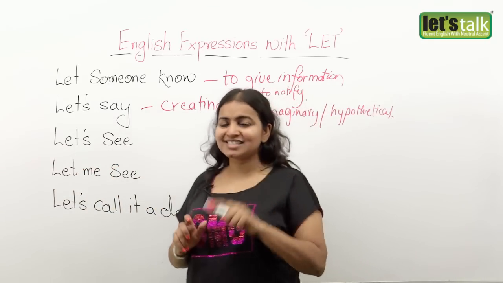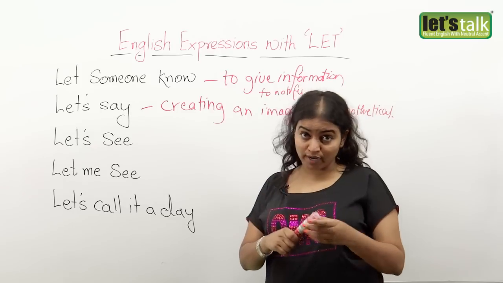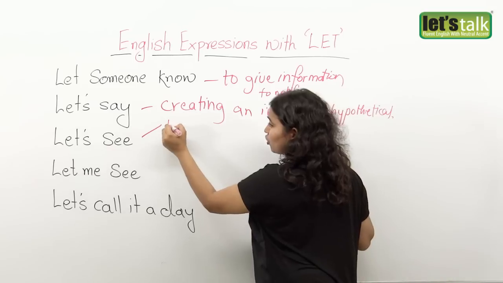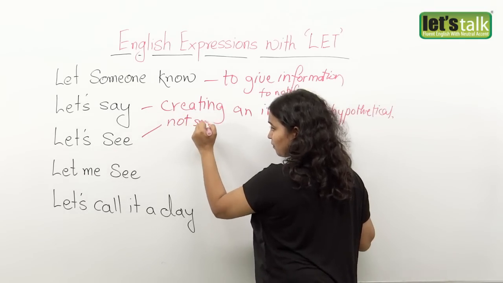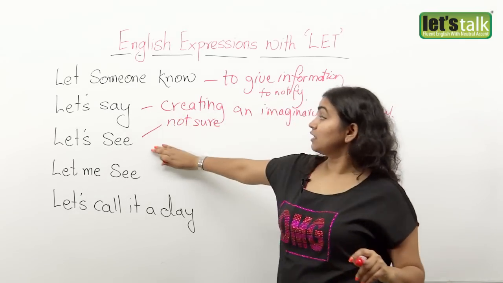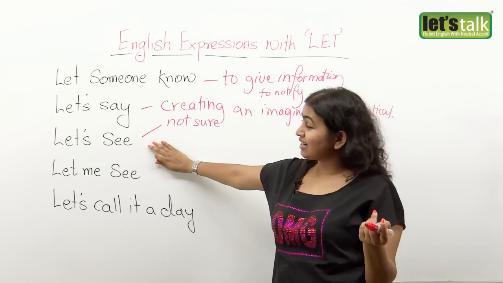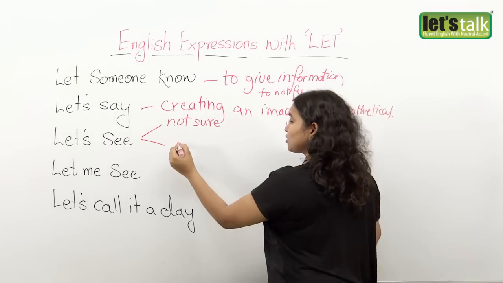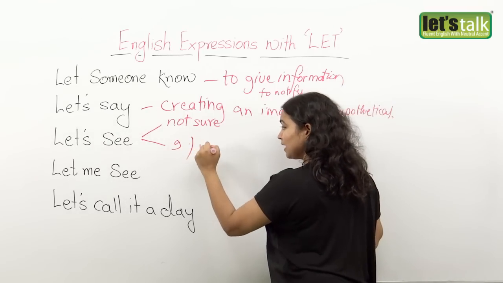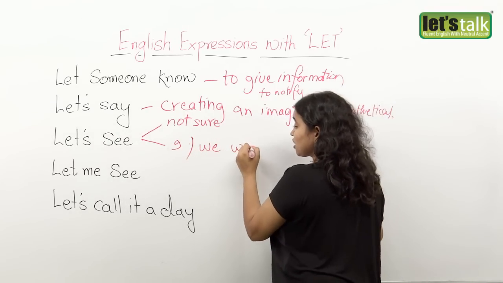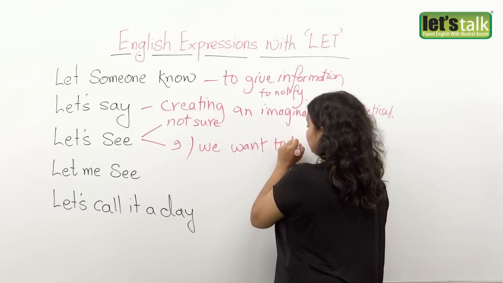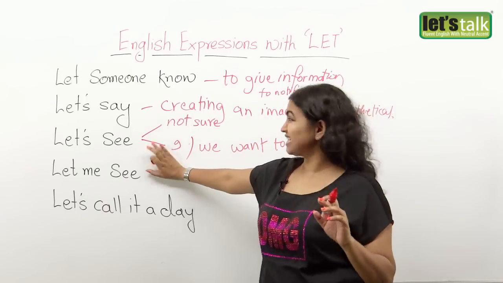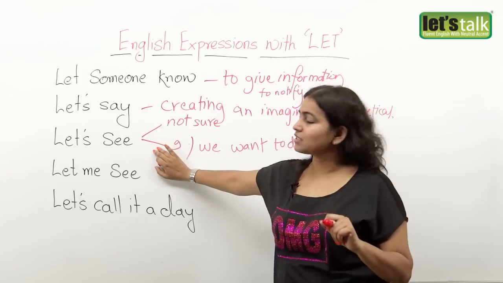Okay, and the next one is let's see. Now let's see can be used in two different ways. One of the ways you will use let's see is when you are not very sure about something. And the other way you will use the word let's see is to say that you or somebody else, I or we, want to discover. I'll tell you how we can use both these different meanings in a sentence, okay?